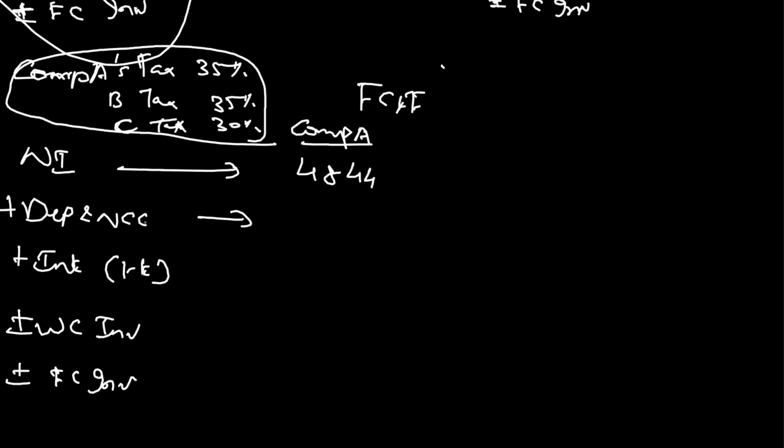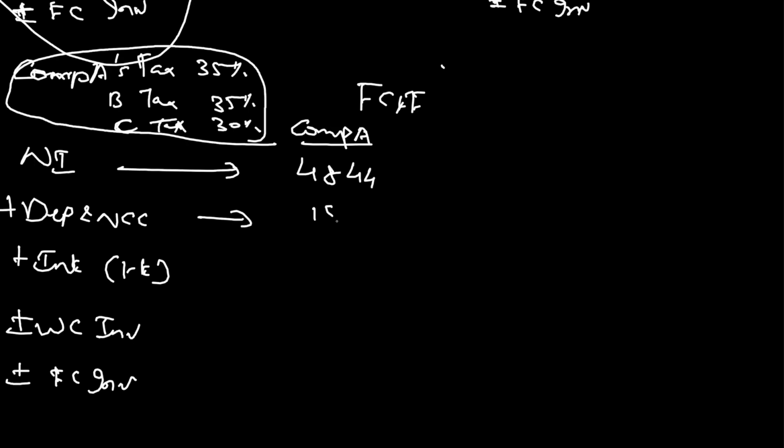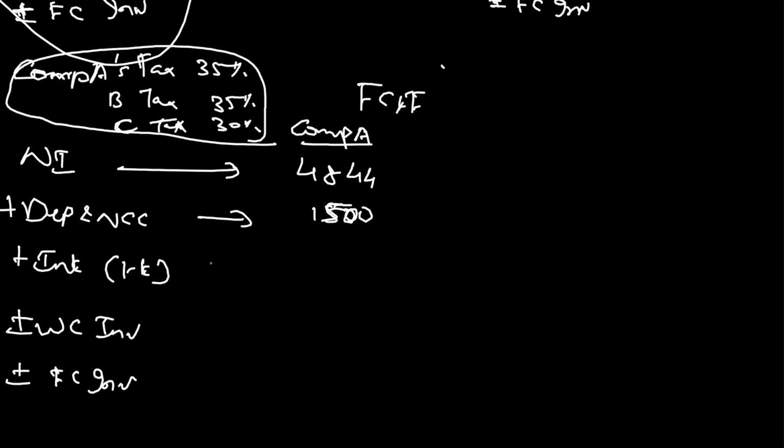Then depreciation and non-cash charges. So depreciation and non-cash charges, 500 plus 1000 comes to 1500. Then next one, plus interest into 1 minus tax. So interest payment is shown at the bottom here, 353. So 353 into 1 minus tax rate, which is 35%. If you calculate, it will come to 229, and then plus or minus working capital investments.